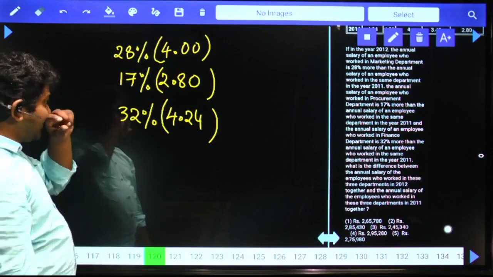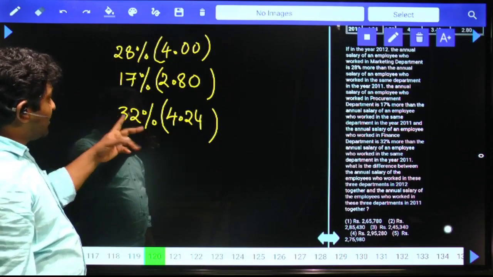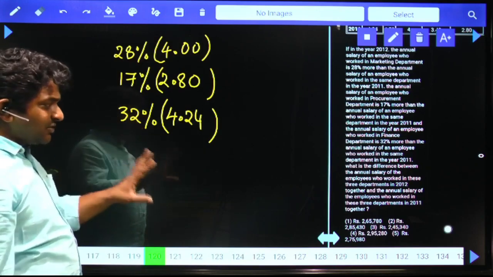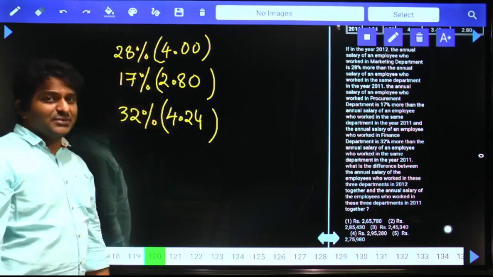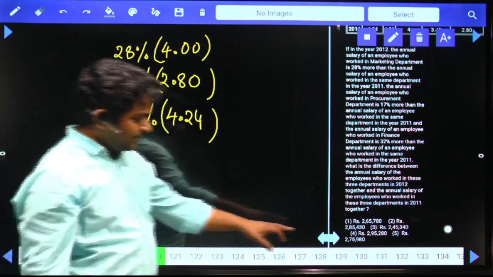We have to calculate this value. No other shortcut. We have to calculate the values and get the number. So probably it takes time. So I'm leaving this question.